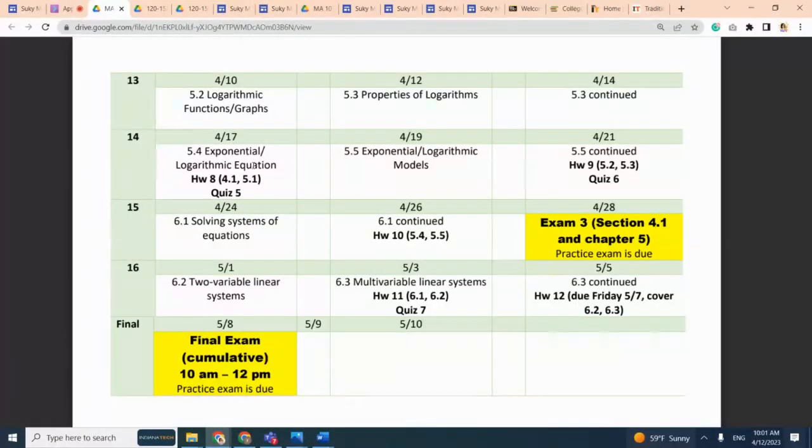Next week, Monday, you have homework 8 and quiz 5. Next Friday, you have homework 9 and quiz 6. And then on Wednesday, April 26th, you have homework 10. And on Friday, April 28th, you have exam 3. And then the last week, you also have 2 homework and 1 quiz. So very busy.